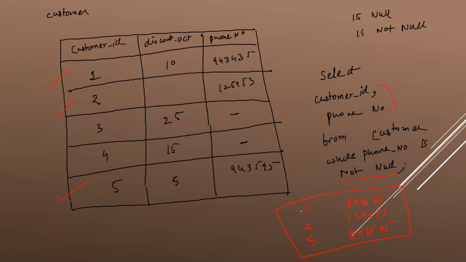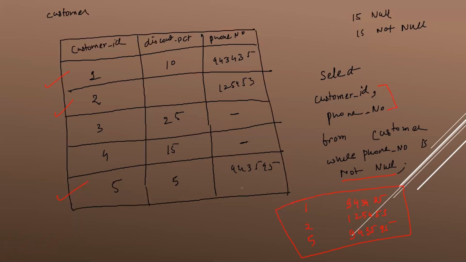Select customer ID and phone number. That is the reason we are having these 2 columns in the output, because we are selecting them. You can find out from another question from here: the discount is not null, right? Yeah, that is what I was going to do.